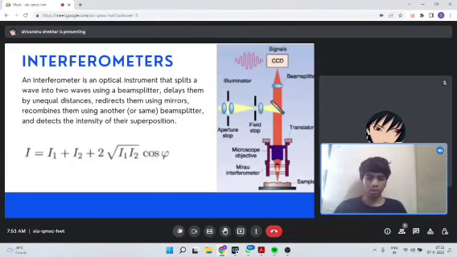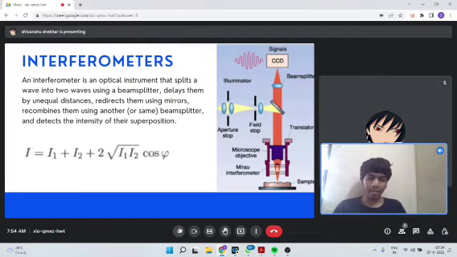Moving on. So based on interference, we have a very good application of interferometers. What an interferometer essentially means is it is an optical instrument that splits a wave into two using a beam splitter. The beam splitter will be used to split an incoming wave into two directions, and then once it has been split, the two waves coming out will be traveling unequal distances, or unequal optical paths more importantly, and then they will be redirected to come to the same point. After coming to this point, what we see is an interference pattern of these two.